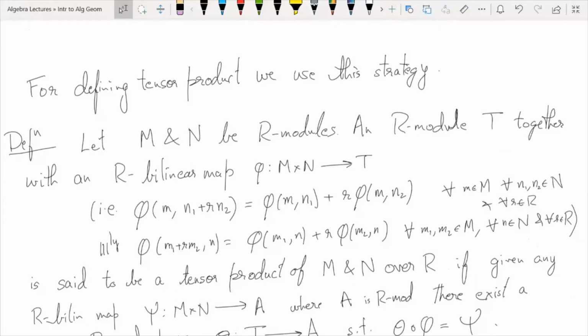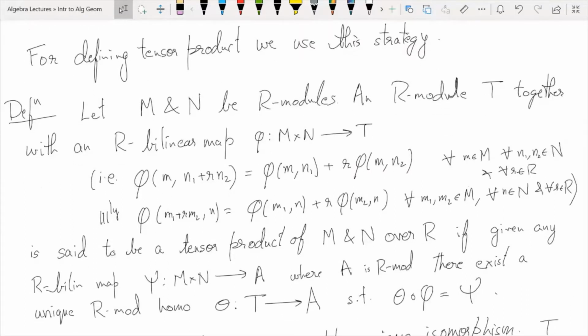So what does it mean to say phi is R bilinear? It means that if you fix one coordinate, fix an element m in M, then phi(m, -) is linear, which you can write this way: phi(m, n1 + r n2) is the same as phi(m, n1) + r times phi(m, n2), and this should be true for all m in M. Linearity means this identity should be true for all n1, n2 in N and r in R. Okay, and similarly in the first variable. So phi should be linear in the first variable and in the second variable.